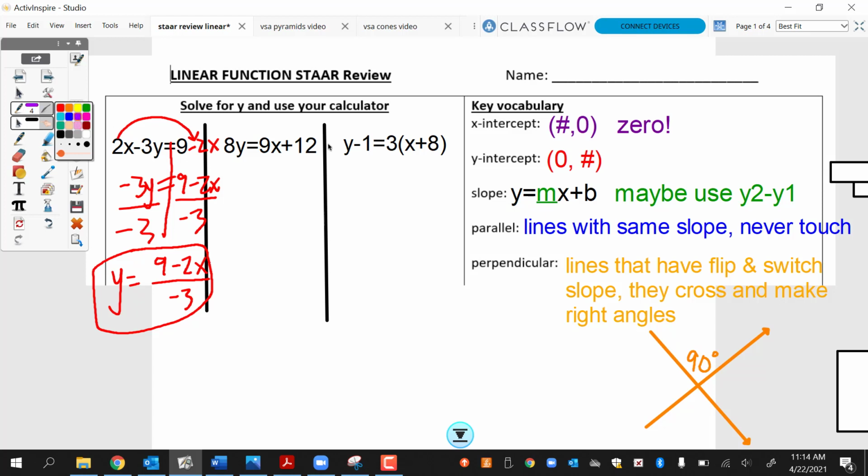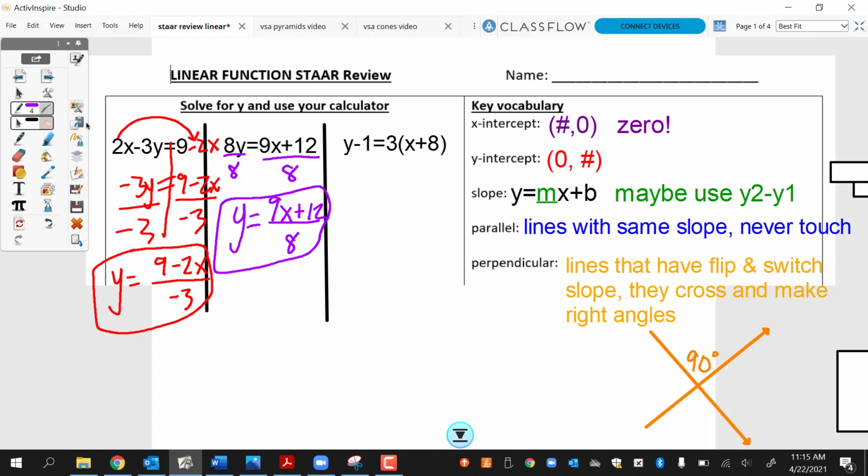Another way that you might have to solve for y is if you just have something like 8y on one side. The x and the number are already together, and it's just the y on one side with a number. So I'm at this step. To get the 8 to go to the other side, I just divide. I'm left with a giant fraction: 9x plus 12 on top, 8 on the bottom. And that's it. One step, we're done.